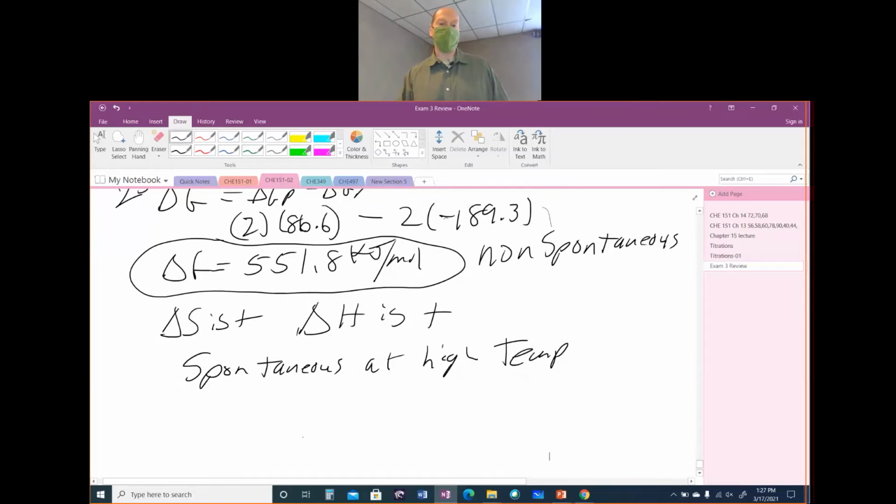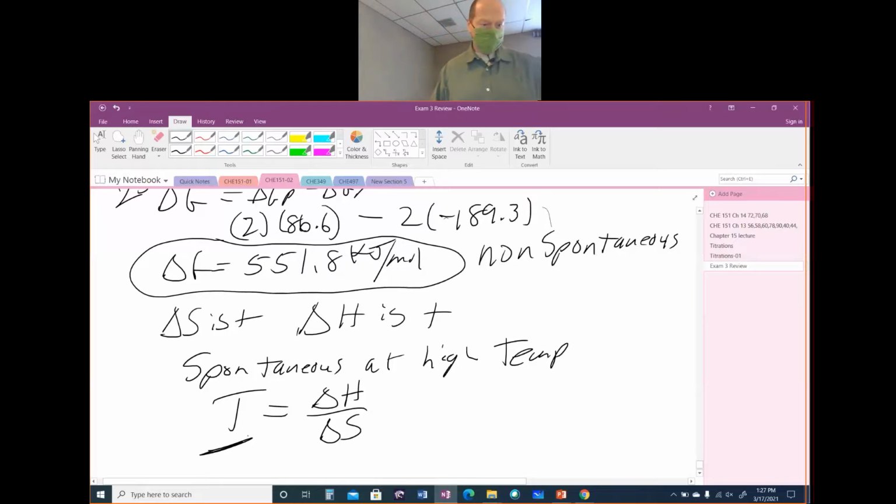No, you have to actually calculate. It might be, it might not be. It may not be high enough. So the temperature that we're talking about here is the temperature you get when you take your delta H and divide by your delta S. So it has to be higher than this temperature in order for it to become spontaneous.